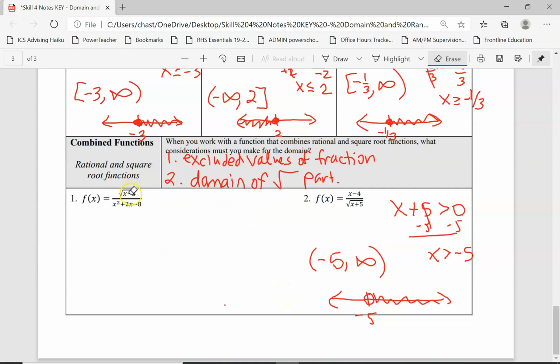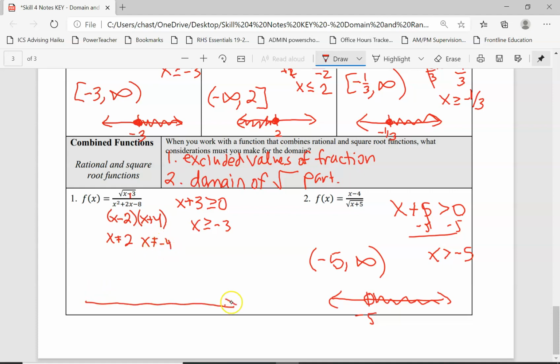Anyway, so let's change this to x plus 3. And when I do that, that means x plus 3 must be greater than or equal to 0, which means x is greater than or equal to negative 3. The denominator still factors as x minus 2 and x plus 4. So we know x cannot equal 2 and x cannot equal negative 4.